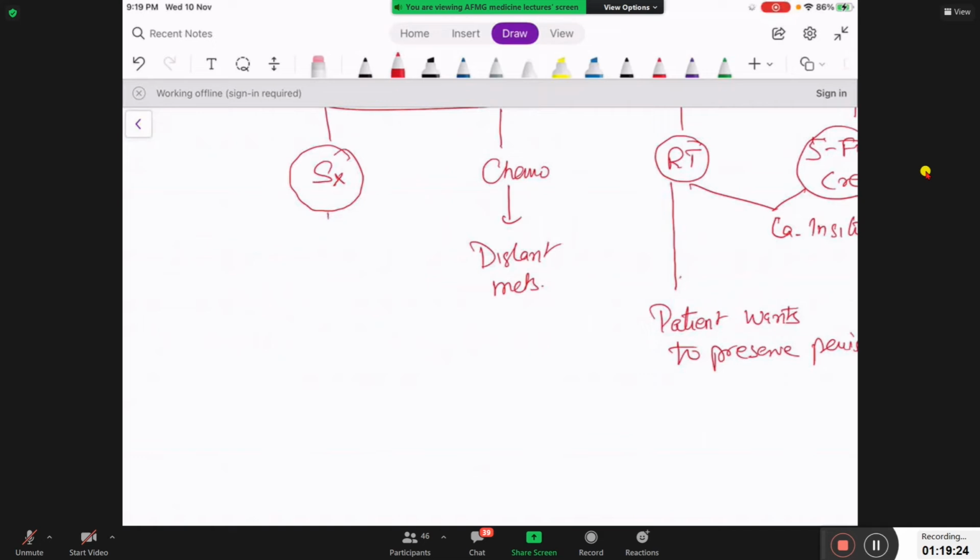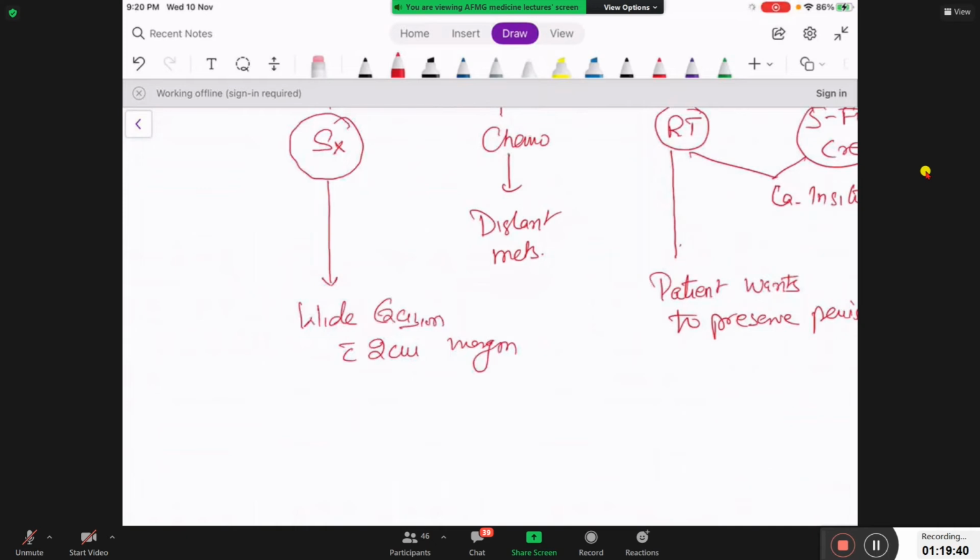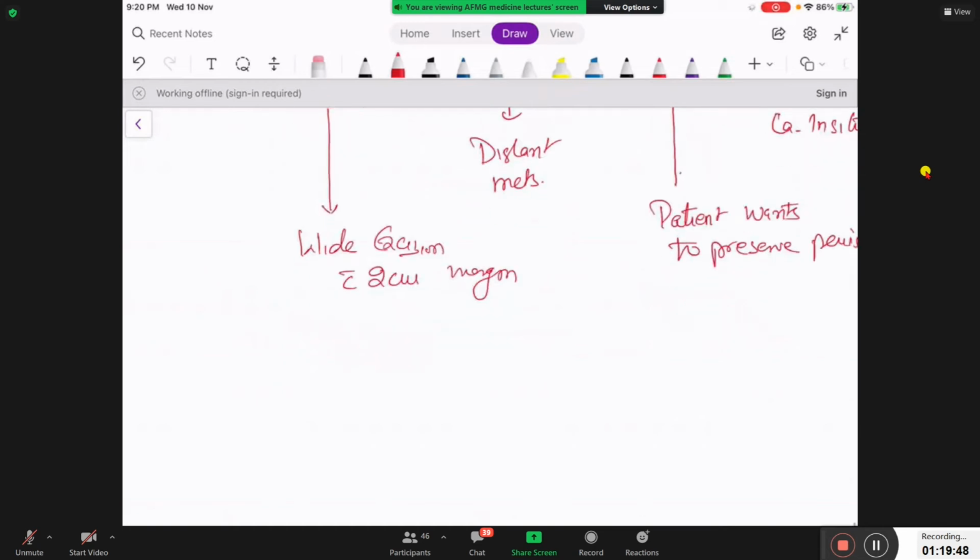And in surgery, we are supposed to do wide excision with 2 centimeter margin. With this wide excision with 2 centimeter margin, we may end up having a partial penectomy. We may end up having a total penectomy.